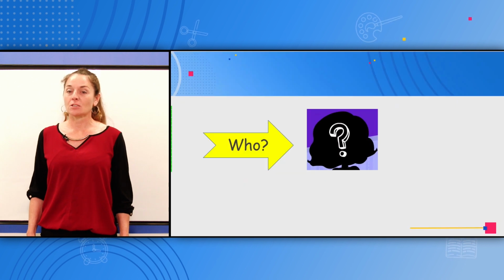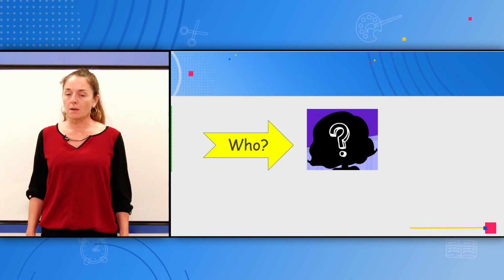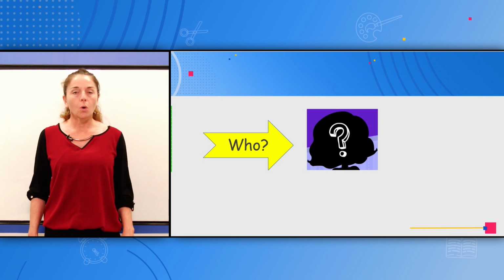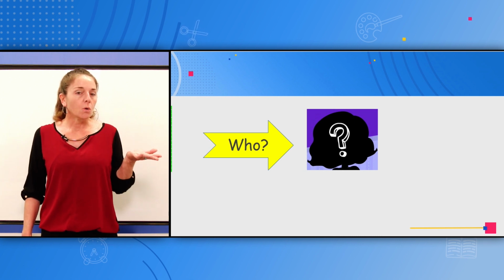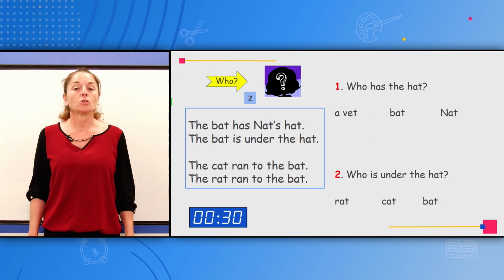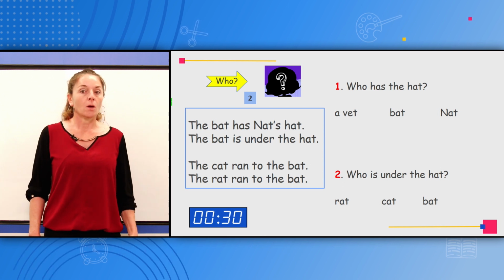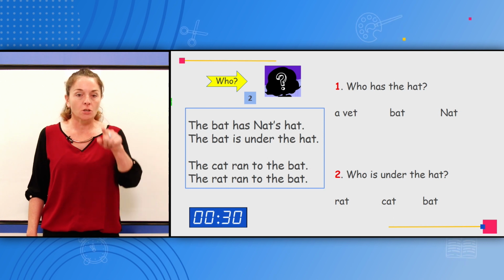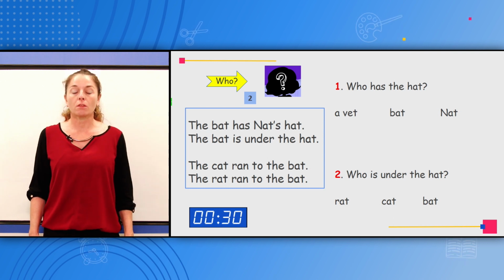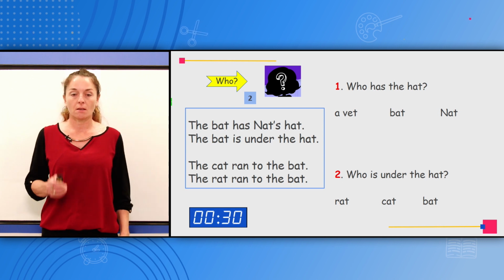Okay, let's do another one with who. Do you remember the word who? Who, me, who? Okay, so here you have two questions. You need to choose between the three answers. Who has the hat? Look in the text. 30 seconds. Write number 1 and the answer. Begin.